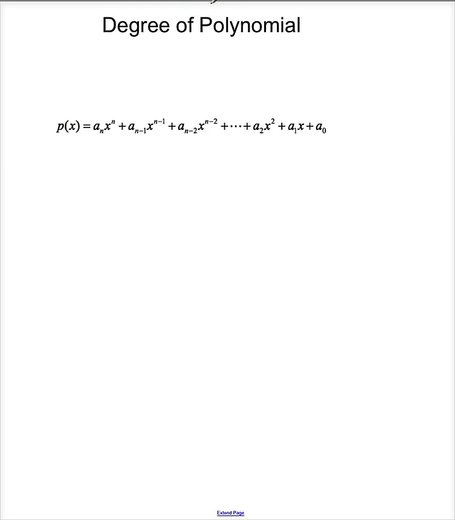If I have a polynomial p of x equal to a sub n x to the n plus a sub n minus 1 x to the n minus 1, all the way down to a sub 0, the degree of the polynomial is n. You're going to need to be able to pull out the highest degree, or the degree, of every polynomial we're dealing with.